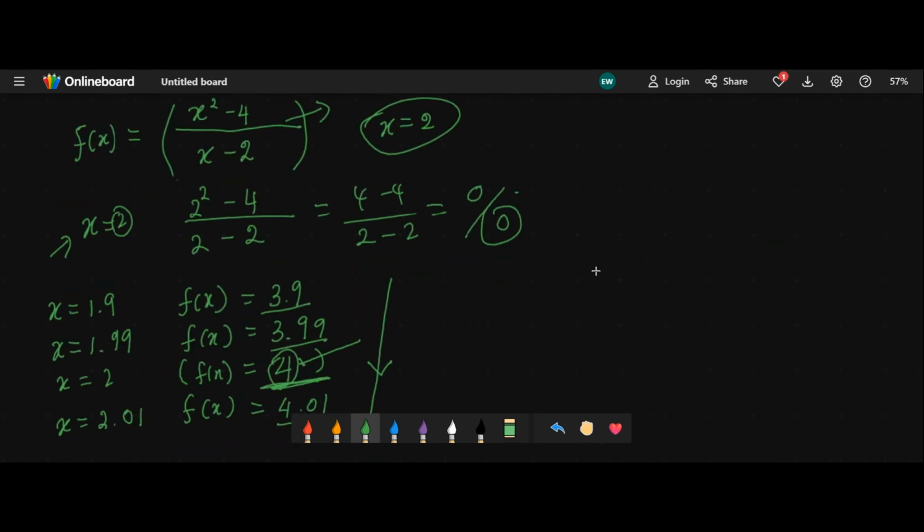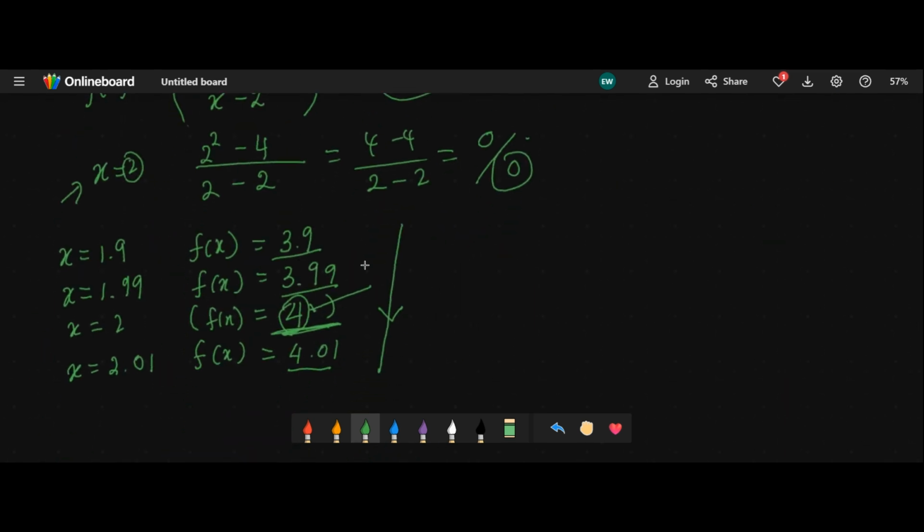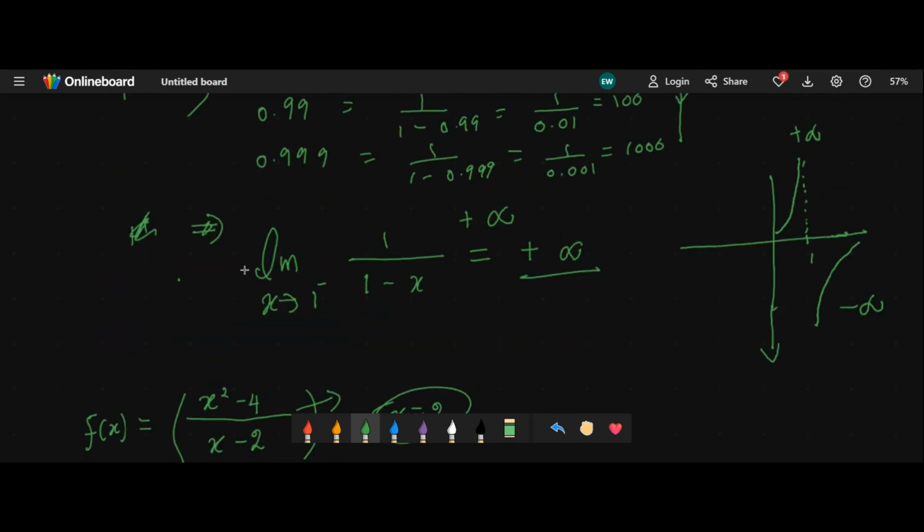So if you see this particular example, you see a pattern. It all goes in one direction, so you can tell that when x is equal to 2, f(x) is 4. But here the problem is this side goes to plus infinity and this side goes to minus infinity. So both are in different directions. So basically you can't find the value when x is equal to 1 for this limit. So the limit doesn't exist.